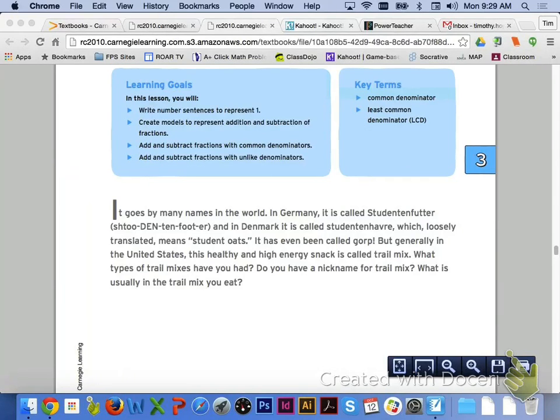If we look at the lesson introduction, it goes by many names in the world. In Germany, it is called Studentfutter, and in Denmark, it is called Studenthavre, which loosely translated means student oats. It has even been called Gorp, but generally in the U.S., this healthy and high-energy snack is called trail mix. What types of trail mixes have you had? Do you have a nickname for trail mix? What is usually in the trail mix you eat? Go ahead and talk about that with your group members as we get started today.